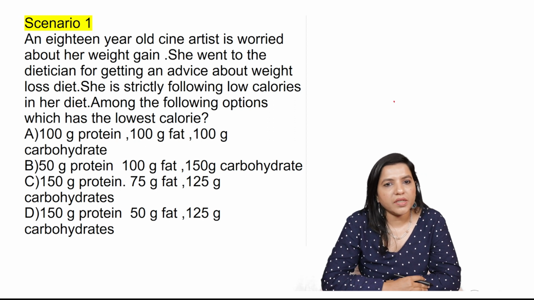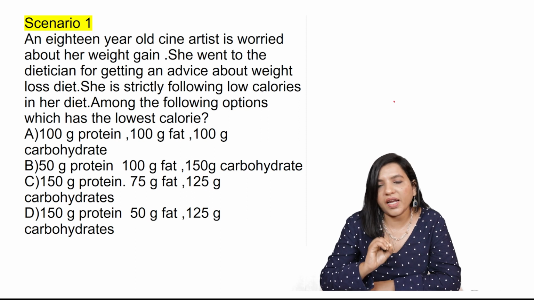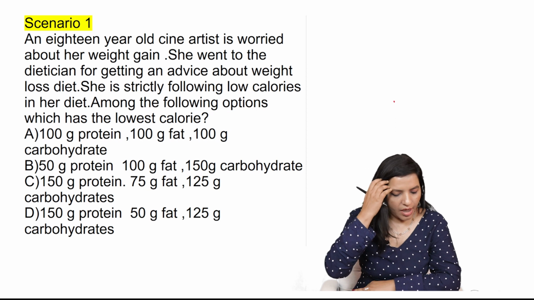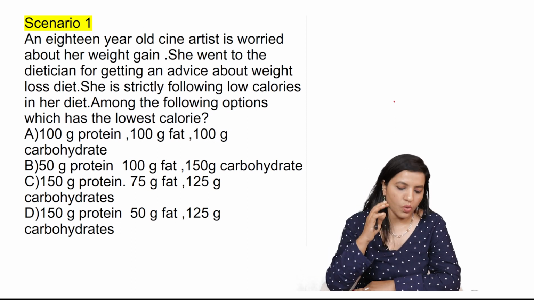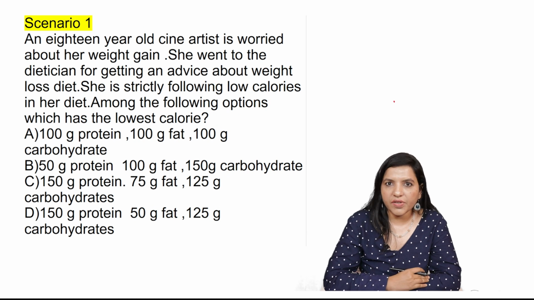Question number 1: an 18-year-old sign artist is worried about weight gain. So she is consulting a dietitian and the dietitian advised a low calorie diet. Different options are given here. The question is, among the following options, which has the lowest calorie? So, the 4 options are given here.